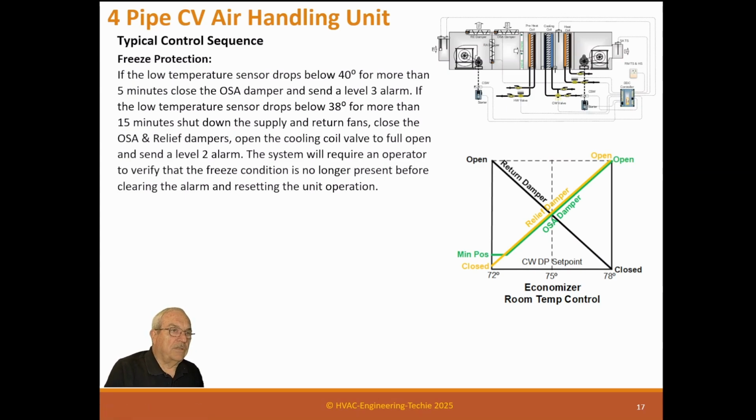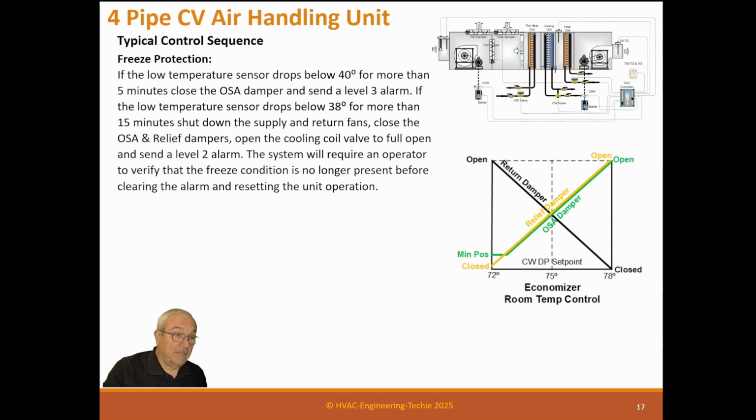Freeze protection. If the low temperature sensor drops below 40 degrees for more than 5 minutes, close the outside air damper and send a level 3 trouble alarm. If the low temperature sensor drops below 38 degrees for more than 15 minutes, shut down the supply fan and return fans, close the outside relief damper, open the cooling coil valve full open, and send a level 2 alarm. The system will require an operator to verify that the freeze condition is no longer present before clearing the alarms and resetting the unit operation.